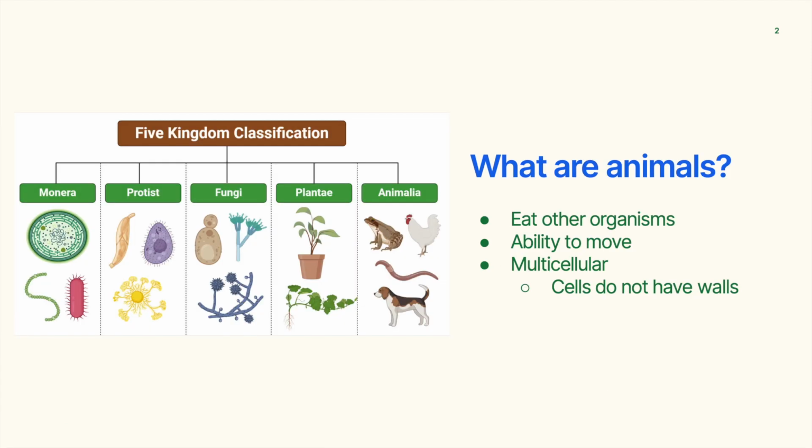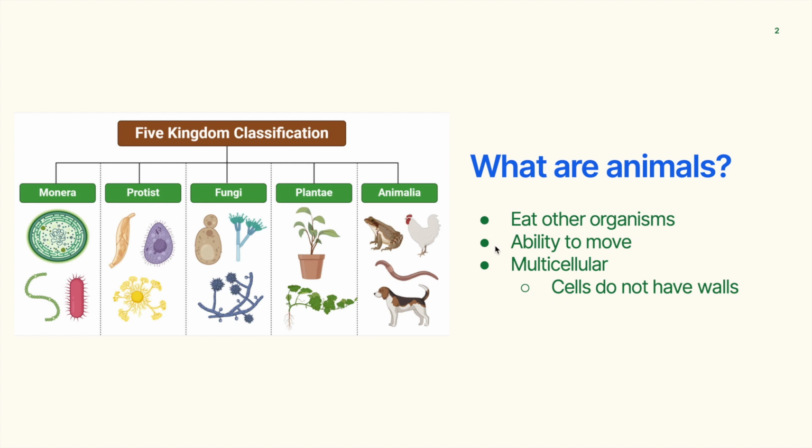To get us started, we should understand what animals are so that we can distinguish animals from non-animals when we're evaluating microorganisms in the water. An animal is classified primarily by the habit of eating other organisms, having the ability to move about, and being multicellular. Specifically, their cells do not have walls, in contrast with plants, which are also multicellular, but their cells do have walls.